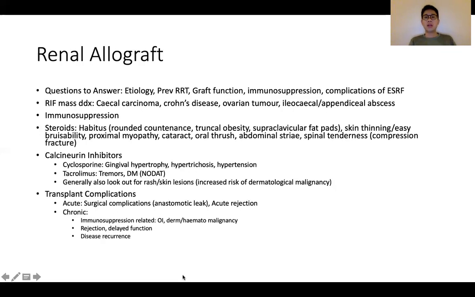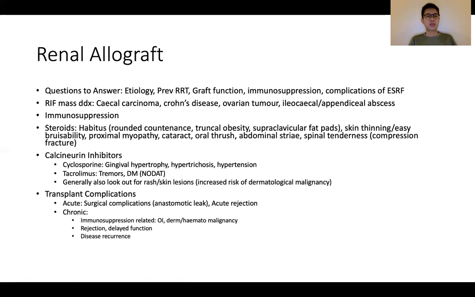So we talk about the renal allograft. The questions to answer are largely similar. So we talk about etiology, previous RRT, but in addition, we need to talk about graft function, immunosuppression, complications of ESRF as mentioned. These are the differentials for an RIF mass. You may have to talk about it in the patient who has a renal allograft.